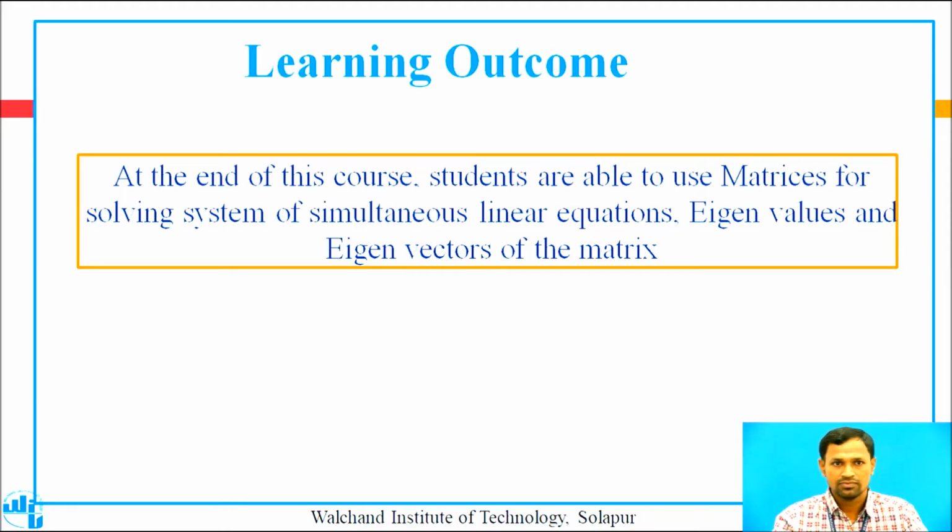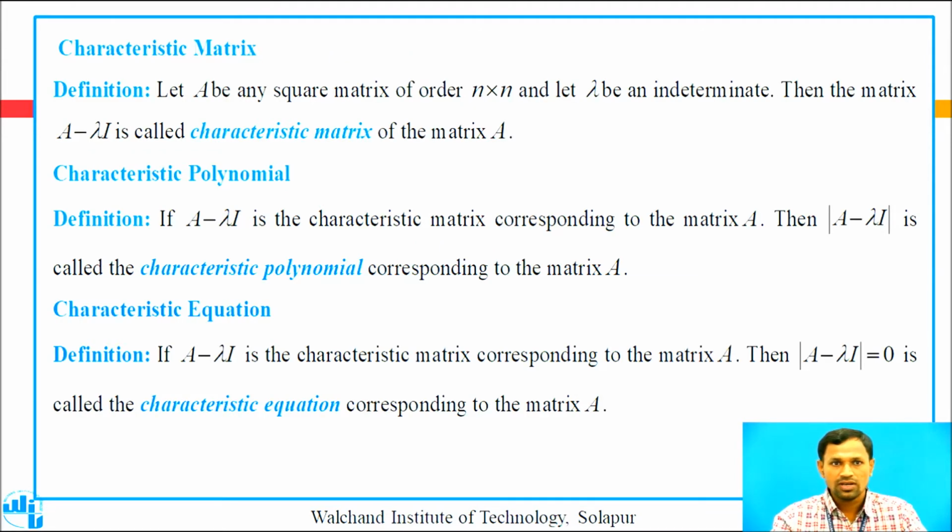Learning outcome. At the end of this course, students are able to use matrices for solving system of simultaneous linear equations and also eigenvalues and eigenvectors of the matrix. Next, we go for basic definitions like characteristic matrix, characteristic polynomial, characteristic equation, eigenvalues and eigenvectors.